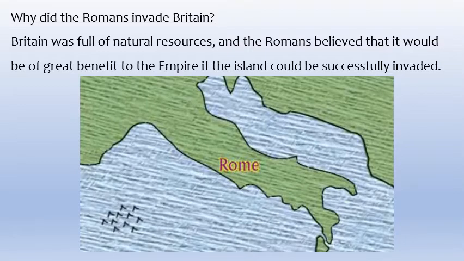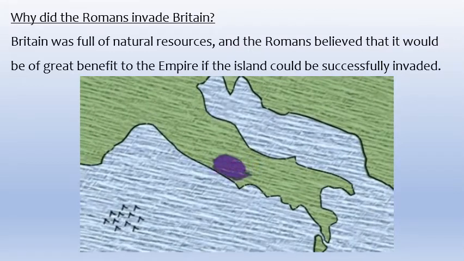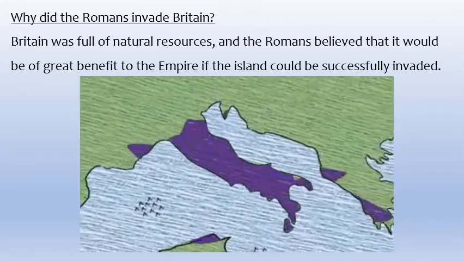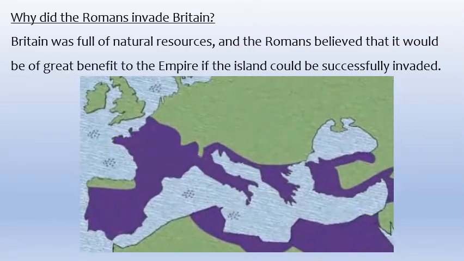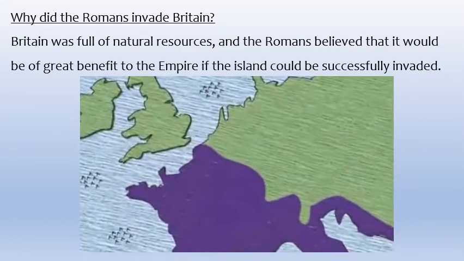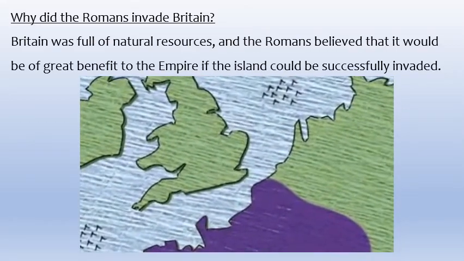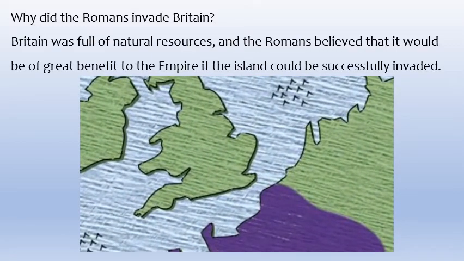From the 8th century BC, the Roman Empire began to grow. In 55 BC, Julius Caesar had gone as far as conquering France, but he wanted to go further. He believed Britain had lots of minerals like iron, silver and gold, which would increase the wealth of the empire and add to his glory back in Rome.